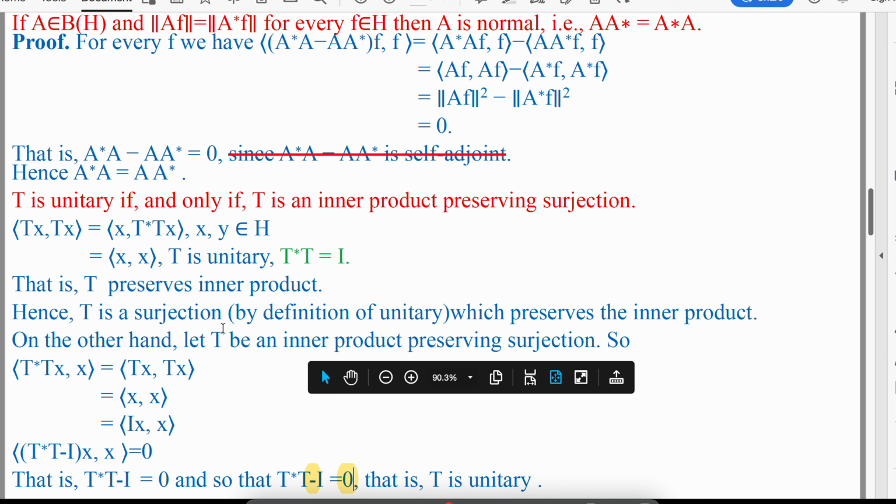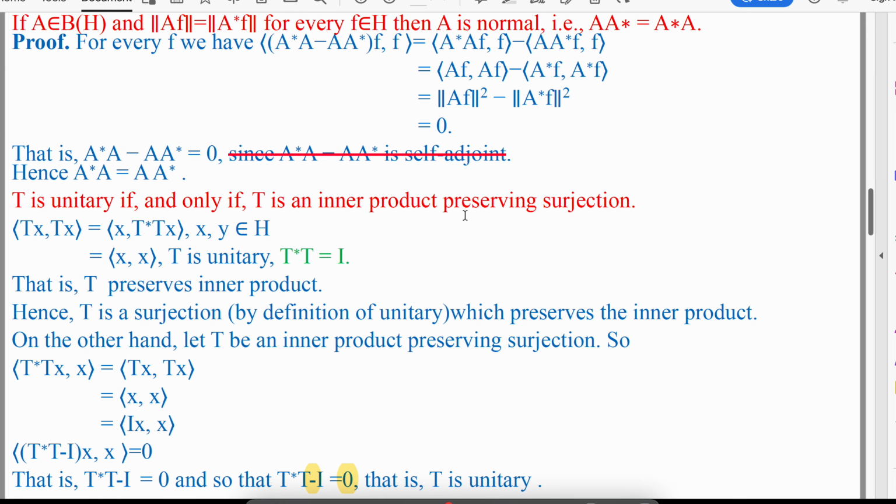So we have shown that here we had assumed that T is a unitary operator, and we have proved that T is a surjection which preserves the inner product. Here we assumed T to be an inner product preserving surjection, and we have proved T is unitary. So it means T is unitary if and only if T is an inner product preserving surjection.